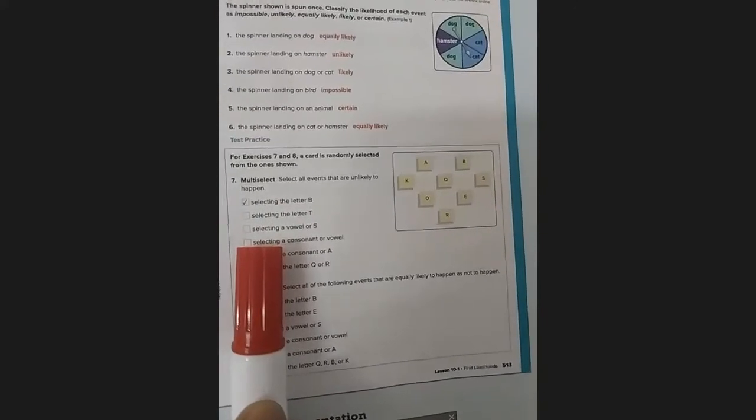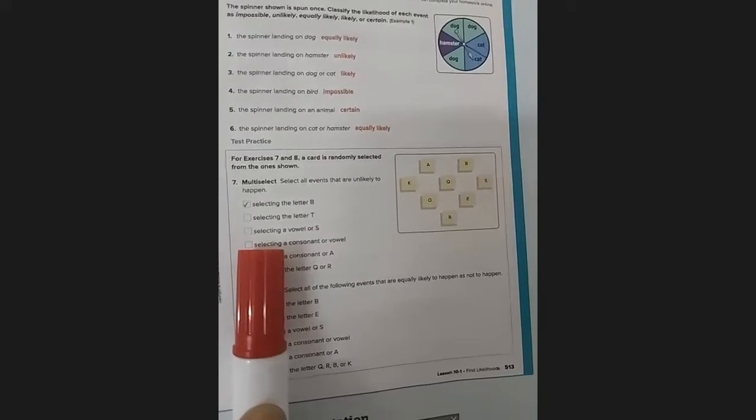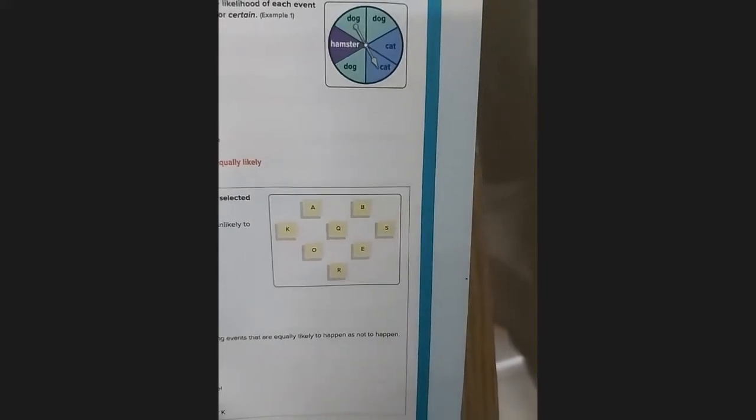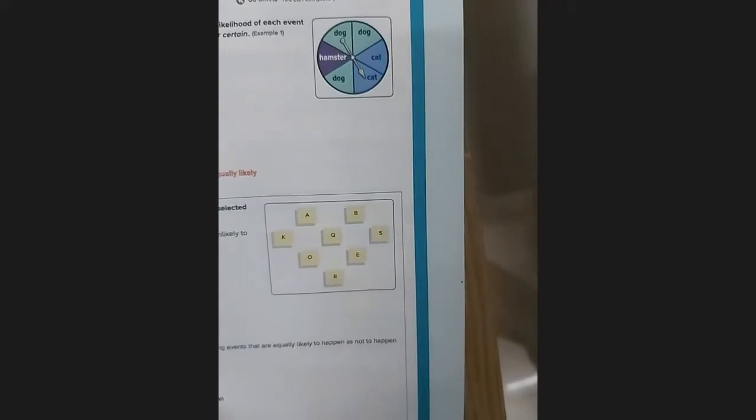Then selecting a consonant or a vowel. We have A, O, E, these are the vowels, and E. With S, how many choices do we have? 4 out of 8. It is in the middle. I'm talking about the previous one, a vowel or S. Here we have 4 out of 8. It's not unlikely. It's equally likely, right?